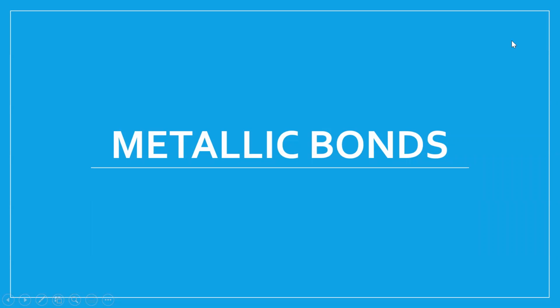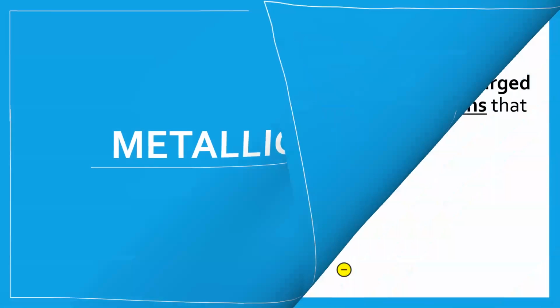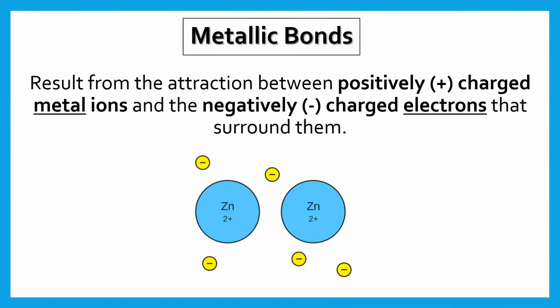So we talked about the two main types of bonds, ionic and covalent. We also have metallic bonds. Metallic bonds result from the attraction of two metal ions. Metals tend to give their electrons easily, so they are positively charged. For example, zinc and zinc, each with a positive charge because they give up electrons. Those positive ions are attracted to the negative electrons that surround them. So these share electrons as well, but not like the covalent bonds. It's a different type of sharing.